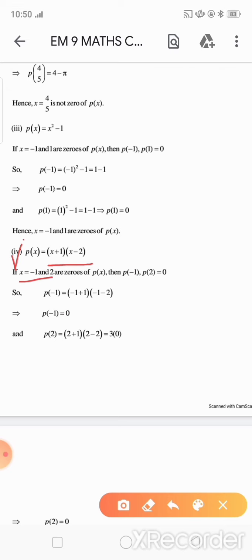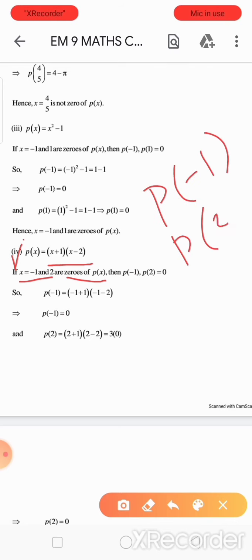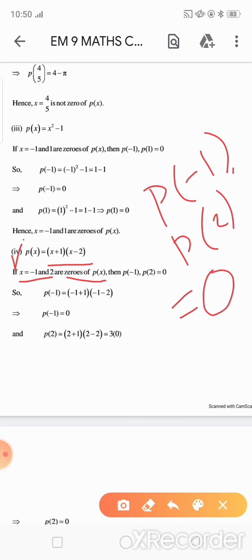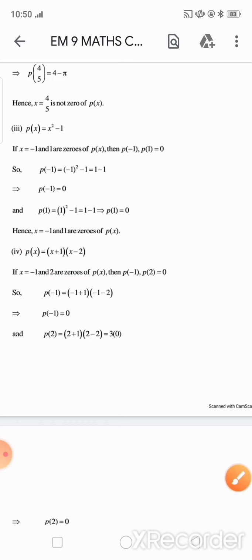We have given that if x equal to minus 1 and 2 are zeros of polynomial p of x, it means if we substitute x value minus 1 or x value 2, then our polynomial equals 0. For that, first we substitute the value of x equal to minus 1 and x equal to 2 in our polynomial and verify the answer.